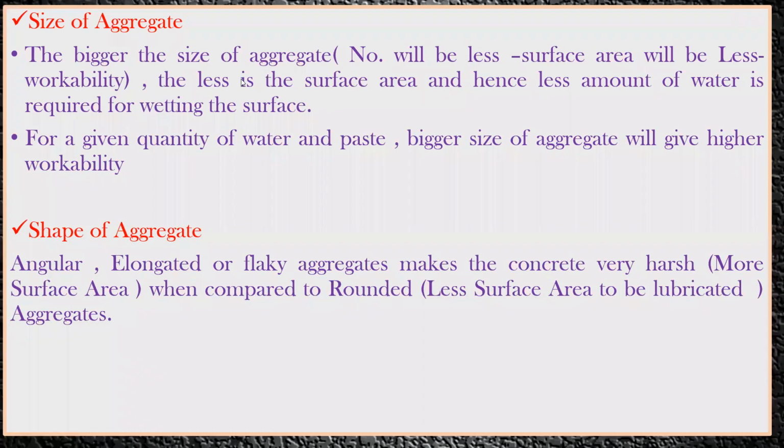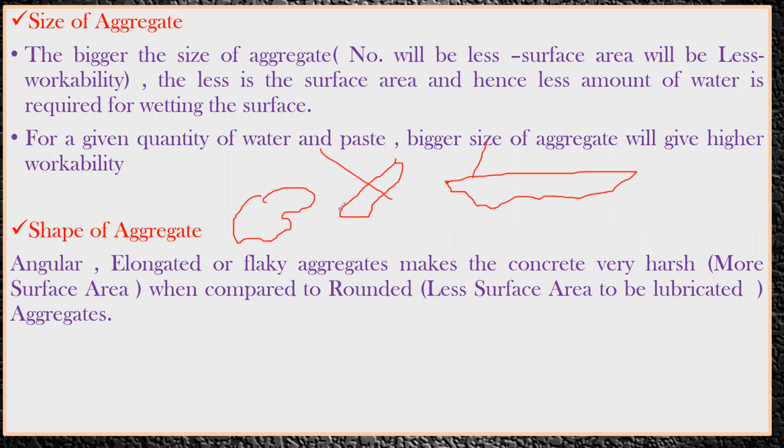Again, very simple, because if you take the angular, the surface area is very rough, and if you take the flaky, this is my flaky aggregate, and this is my elongated aggregate, right? So here surface area is more, surface area is more. On the other hand, if you take a rounded aggregate, the surface area is very less. So if surface area is less, all other things we have understood. Whenever you do the comparison, you have to keep the cement paste same, and with respect to the same cement paste, we try to do the comparison, right?